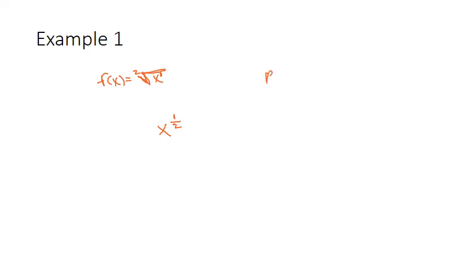So here we know, again, the power is 1/2, and the constant of variation is the coefficient. And keep in mind that there's no number in front, so we're going to make that 1.